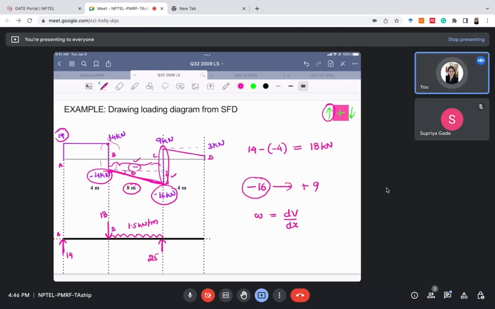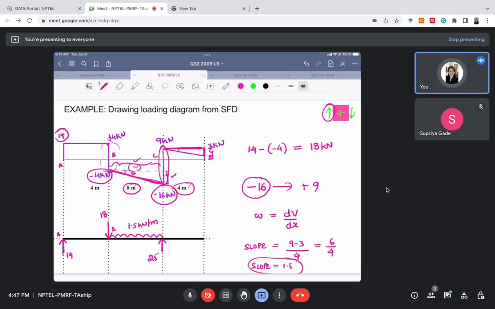Can you calculate the slope here for section CD? This slope is this length divided by this CD length. What would be the slope for section CD? The slope for section CD will be 9 minus 3, which is this length, divided by this 4 meter. Slope will be 6 by 4. So the slope we have calculated is 1.5. Okay, so the slope is 1.5 here.